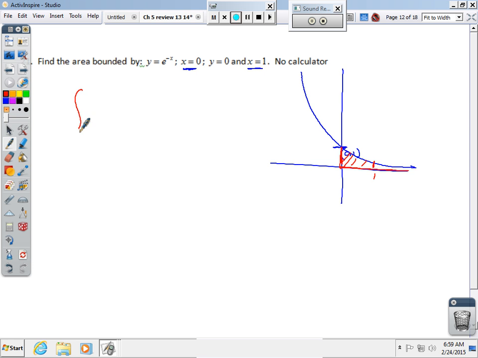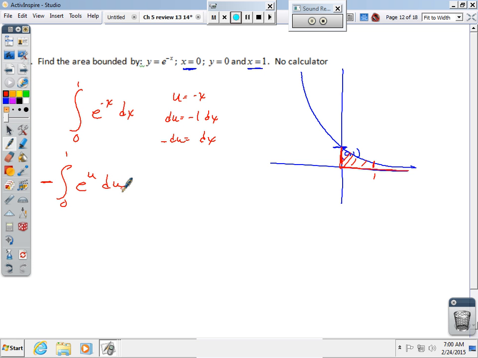So we're going to integrate from 0 to 1 of e to the negative x dx, and yeah, I'll do u substitution. So u is equal to negative x, du is equal to negative 1 dx. I'll bring the negative out in front, so negative du is equal to dx. So when I rewrite this, there's going to be a negative out in front, 0 to 1, e to the u du.